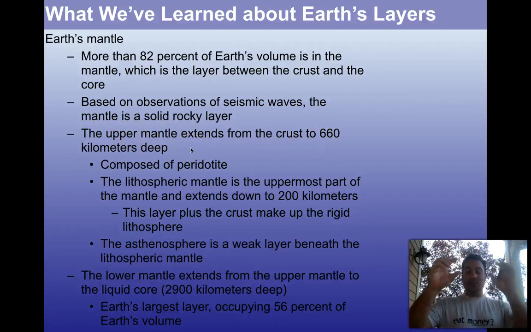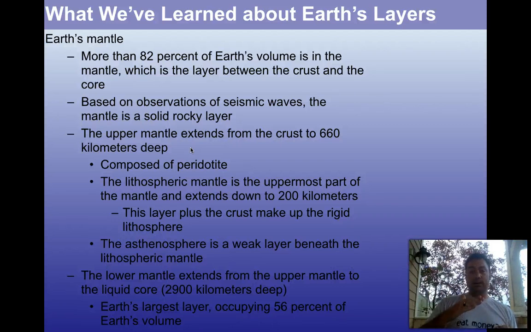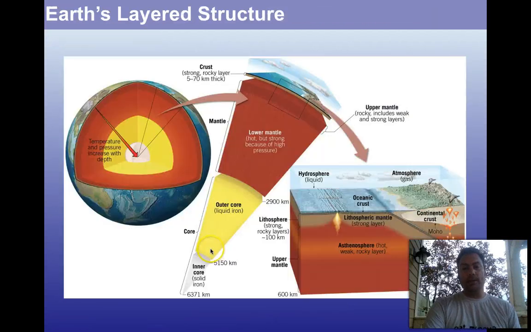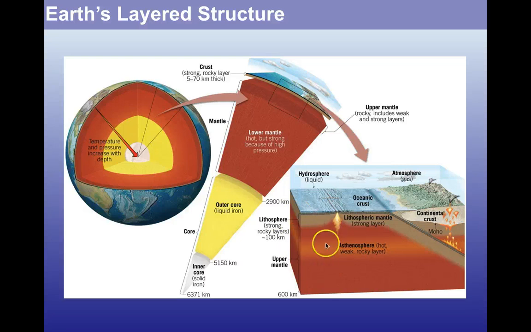So there's actually two separate mantle layers. One from the crust all the way down to 660 kilometers, the upper mantle, and then there's a lower mantle. The upper mantle is composed of peridotite, which is basically an all-olivine rock. Its lithospheric mantle is the uppermost part of the mantle and extends down to 200 kilometers, so we've actually been able to learn a lot about this stuff in the asthenosphere. If you really want to understand this stuff, go back to this slide here, pause it, and take a quick look. This is basically a description of what we're seeing down here to the lower right.